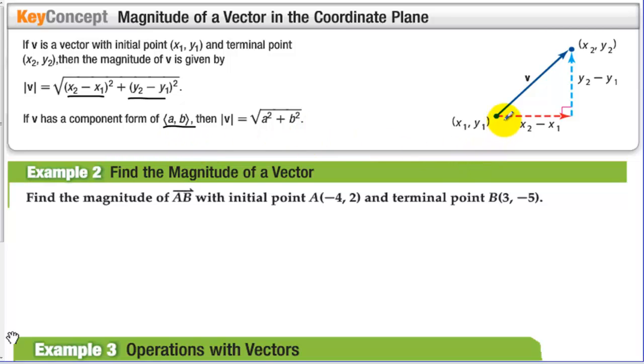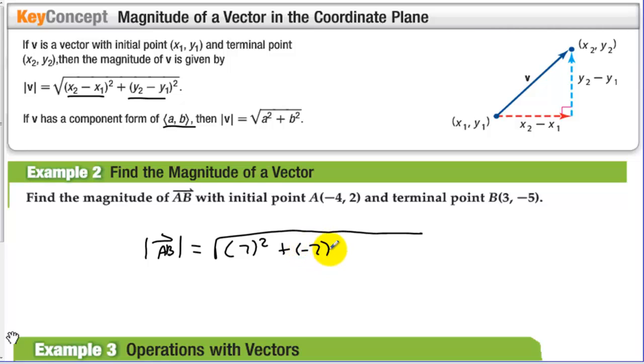Now, for any non-horizontal or non-vertical vector, we can find the length by just making a right triangle and using the Pythagorean theorem. Find the magnitude of a vector. Find the magnitude of AB with initial point (−4, 2) and terminal point (3, −5). So the magnitude of vector AB is going to be equal to the square root of, we have 3 minus −4, that's 7 squared, plus −5 minus 2, which is −7 squared. That's equal to the square root of 49 plus 49, which is the square root of 98.